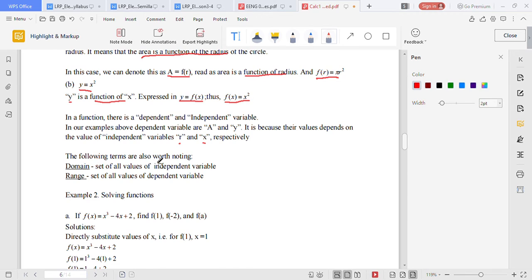The following terms are also worth noting. The domain is the set of all values of the independent variable. Say we have a function of x equal to 3x squared. The domain here will be any values of x.